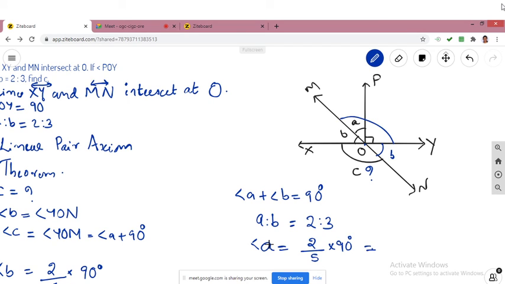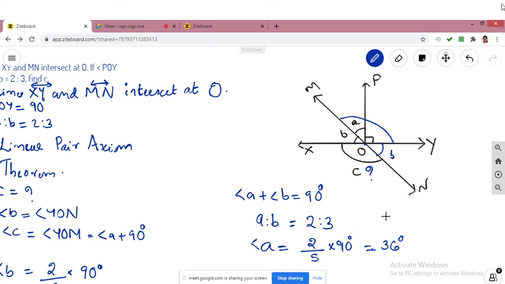Angle A is equal to 36 degrees. So everyone is getting 36 degrees? Yes, ma'am.